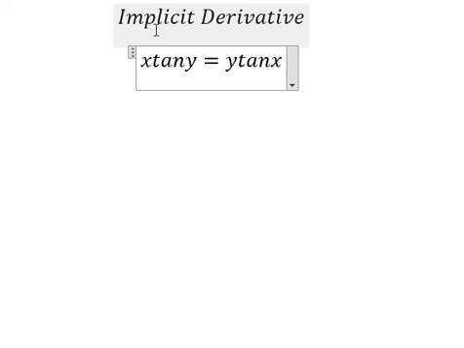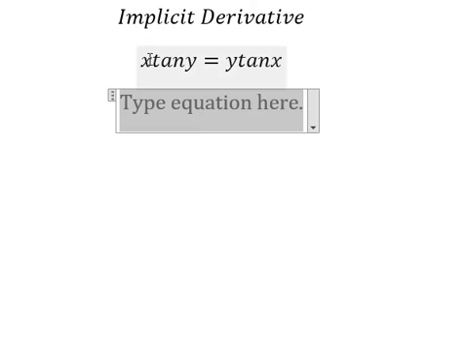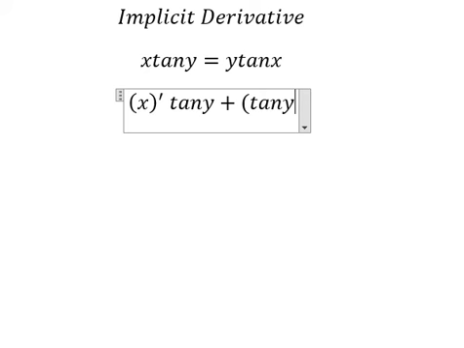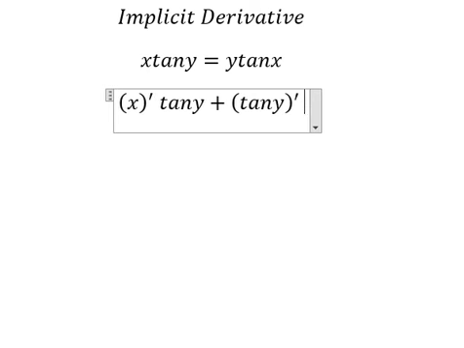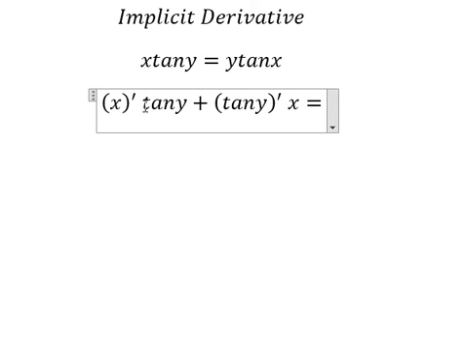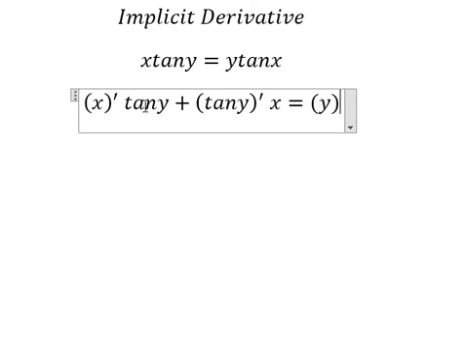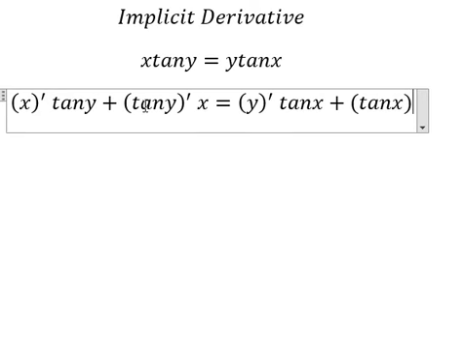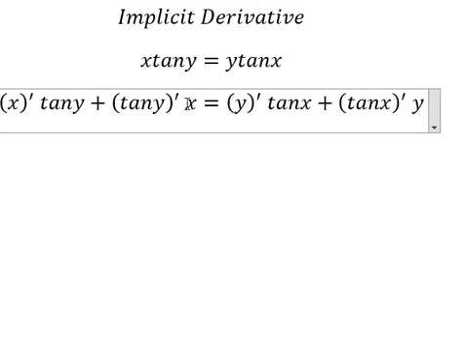The topic today is about implicit derivative. So now I will show you how to answer. We apply the product rule of derivative. So we do the first derivative of x multiplied by tan y, plus the first derivative of tan y multiplied by x. Later that, we do the first derivative of y multiplied by tan x. Later that, we do the first derivative of tan x multiplied by y.